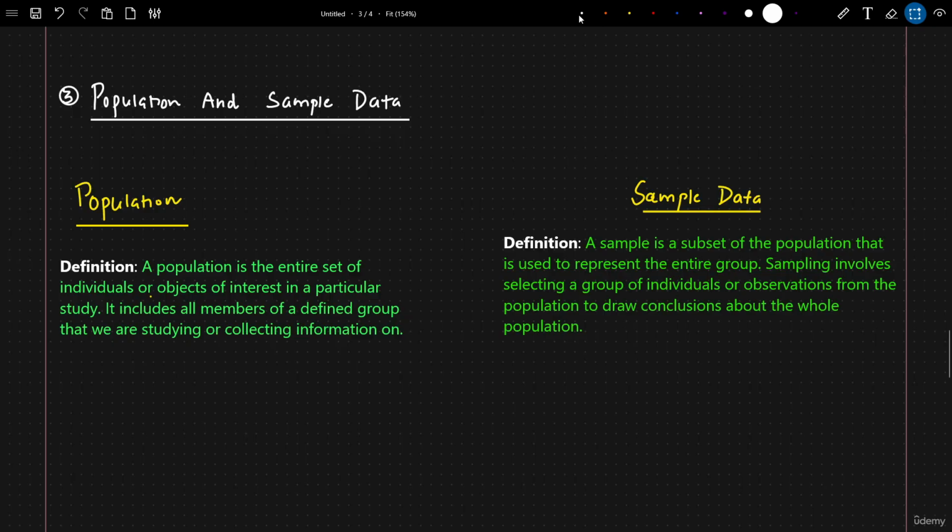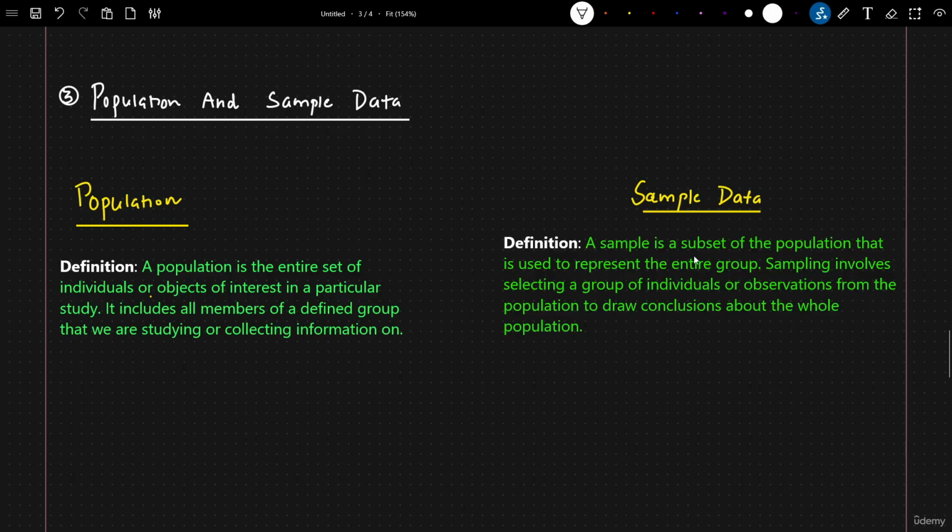Again, the definition over here is: a population is the entire set of individuals or objects of interest in a particular study, right? So for any study that you are specifically doing, if you consider the entire set of individuals or objects involved in that particular study, then you can consider that as a population. It includes all the members of a defined group that we are studying or collecting information on.